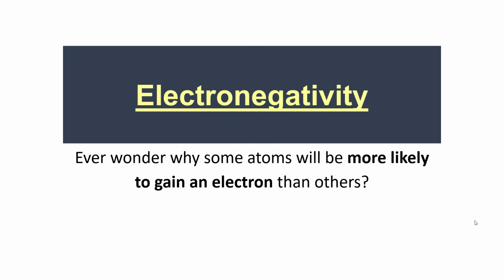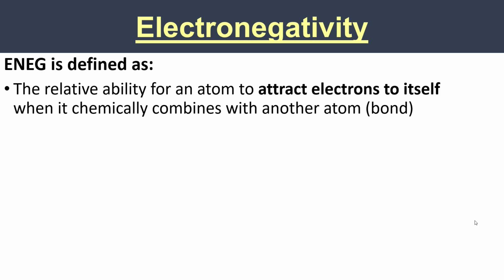The last trend I want to dive into is called electronegativity, and electronegativity will help explain why there are just some atoms on that periodic table that have a much easier time gaining electrons than others. By definition, electronegativity is defined as the relative ability for an atom to attract electrons to itself when it chemically combines with another atom, which means when it is going to initiate chemical bonding. You can shorten that definition and just say electronegativity is the relative ability for an atom to attract electrons.